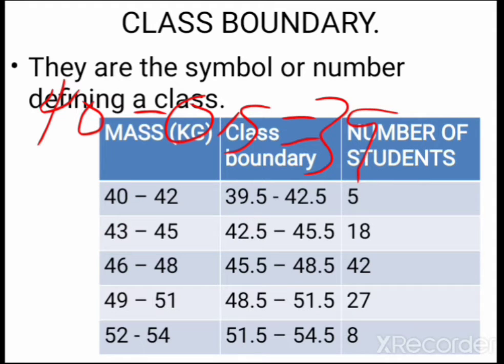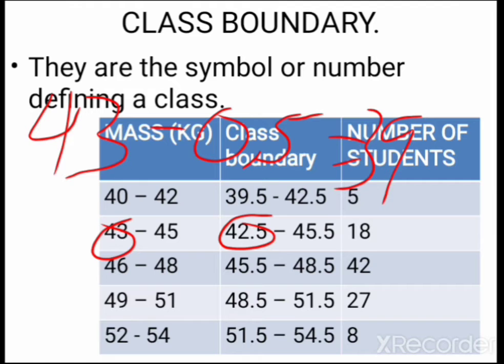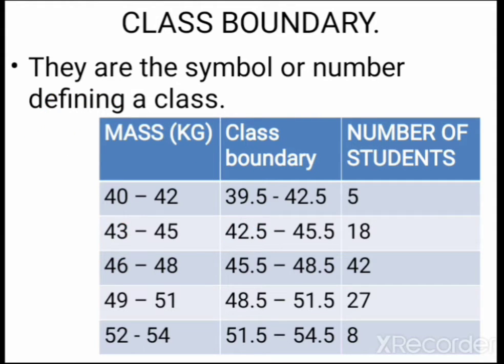The same thing also applies to the other classes. To get the second lower class boundary, we simply subtract 0.5 from 43. So 43 minus 0.5 is equal to 42.5. So that's what we simply do for each of the lower class boundary. If you subtract 0.5 from 46, it will give you 45.5. 49 minus 0.5 will give you 48.5. And 52 minus 0.5 will give you 51.5.